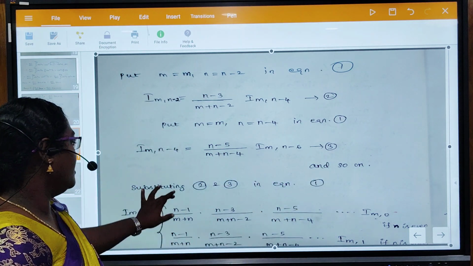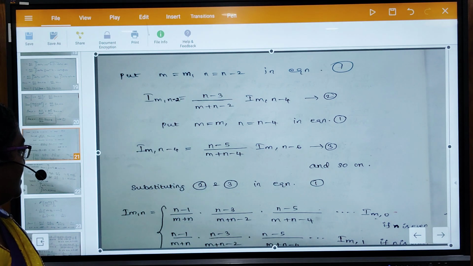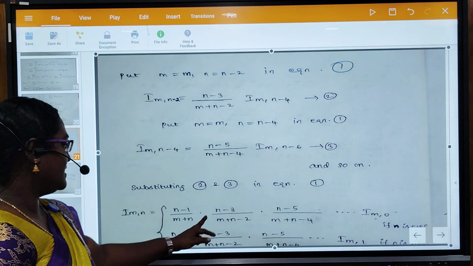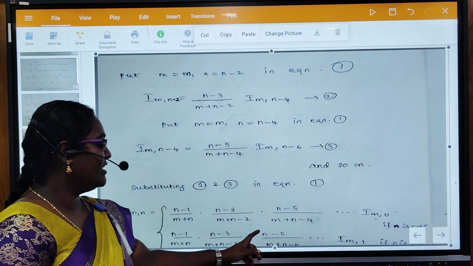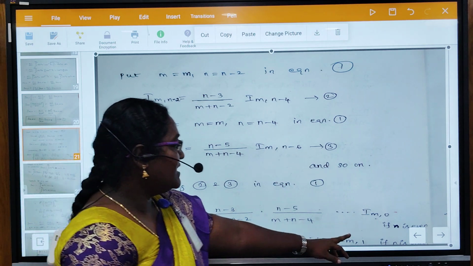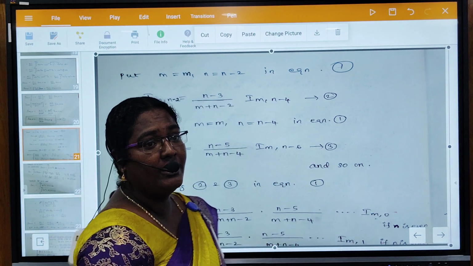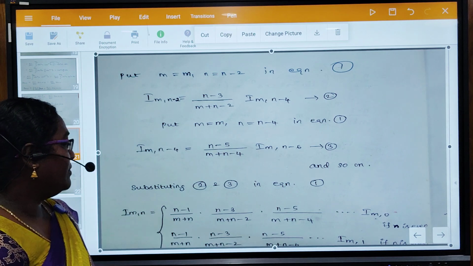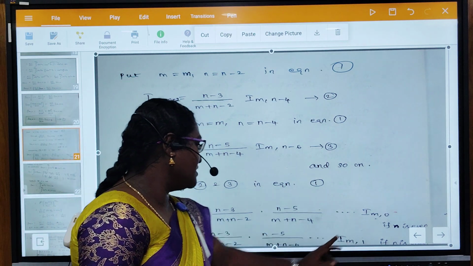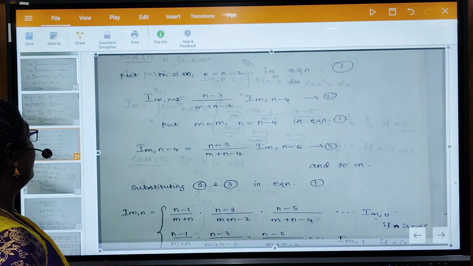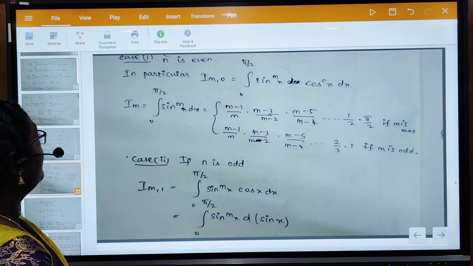So it keeps on reducing and so on. Substituting in the equation, we have I m n is equal to n minus 1 by m plus n, times n minus 3 by m plus n minus 2, and so on. If n is even, it will end up with I m comma 0. If n is odd, it will end up with I m comma 1. So in the particular cases, we want to find I m comma 0 and I m comma 1. Right? So case 1, if n is even.